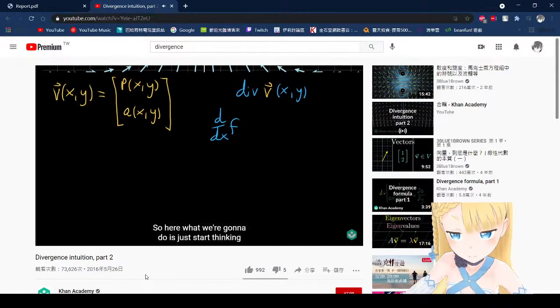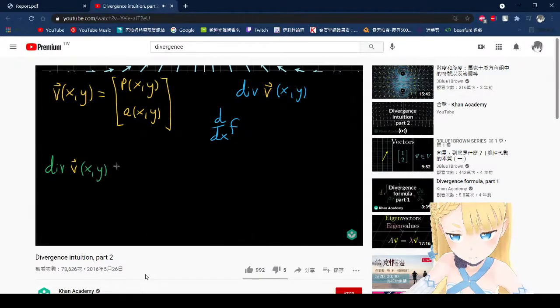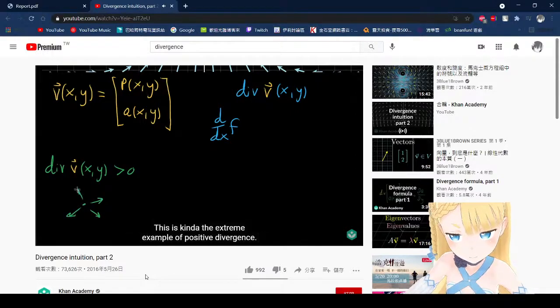So here what we're going to do is just start thinking about cases where this divergence is positive or negative or zero, and what that should look like. So for example, let's say we want cases where the divergence of our vector field at a specific point xy is positive. What might that look like? One case would be where nothing is happening at your point, the vector attached to it is zero, and everyone around it is going away.